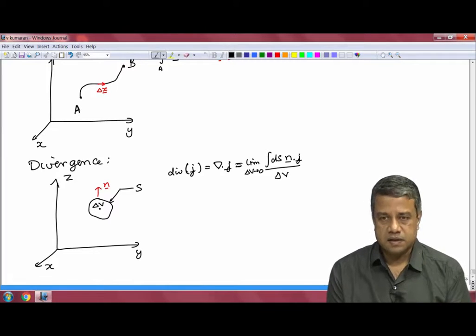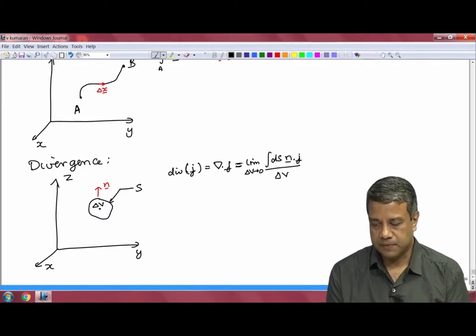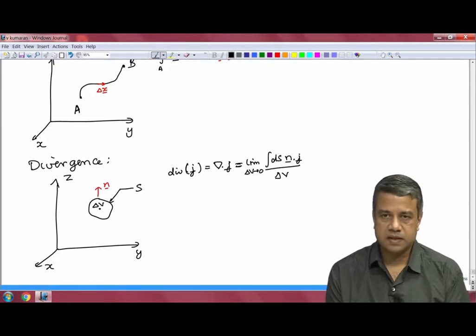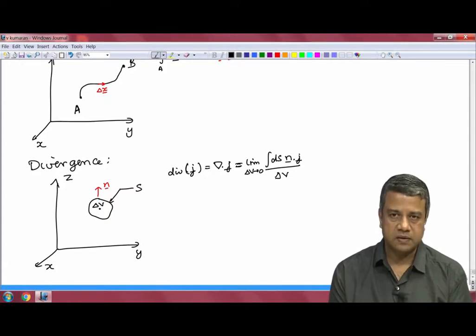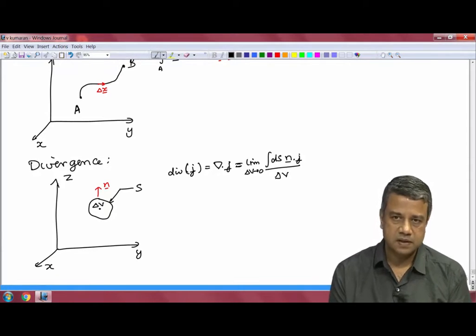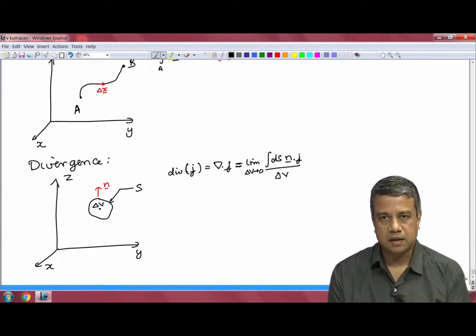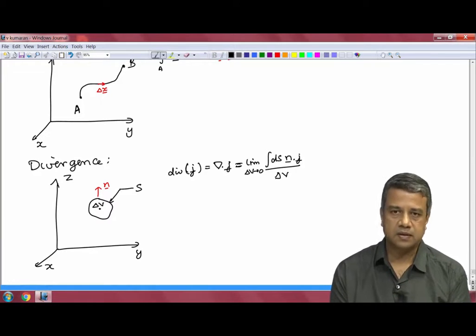So at the location x, you find out the flux on a surface S surrounding a differential volume delta V, dot the unit normal with the flux, integrate over the surface and divide by delta V, and you get the divergence of the flux. So, this is how you calculate the divergence.